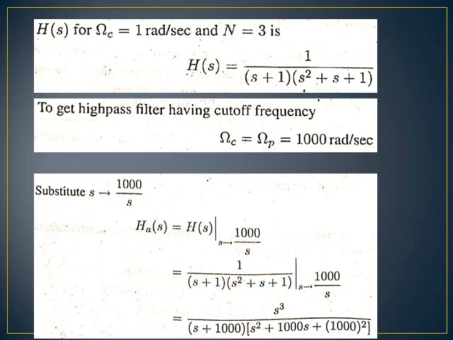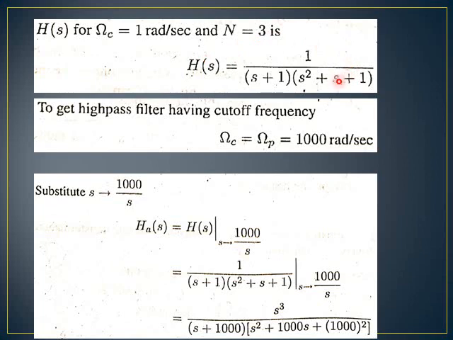Now H of s for omega c equal to 1 radian per second and n equal to 3. For the order n equal to 3, this is the transfer function, that is 1 divided by s plus 1 into s square plus s plus 1. So for a normalized low pass Butterworth filter, omega c will be equal to 1 radian per second, and for a normalized Chebyshev filter, omega p is equal to 1 radian per second.